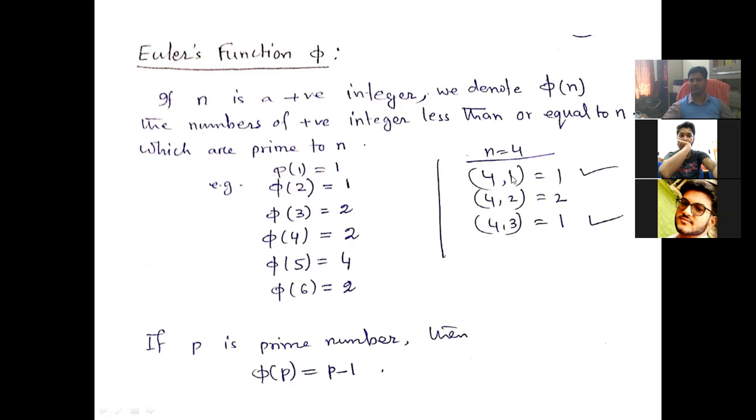Take the GCD of 4 with each. 4 with 1, GCD 1, yes. 4 with 2, GCD 2, not; we need GCD 1. 4 with 3, yes, it is 1. So there are only two numbers which are relatively prime to 4. Which two numbers? 1 and 3. GCD 1 for both. So phi 4 equals 2.